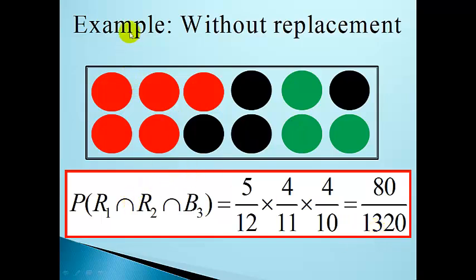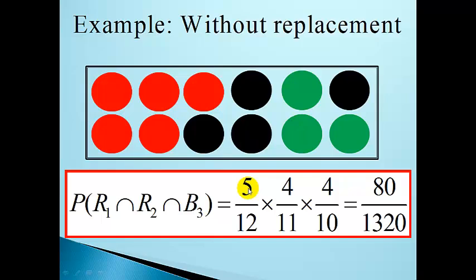Now let's consider this example without replacement. Probability of R1, R2, B3. Now this means that the first ball taken out is red. The second ball taken out is red. And the third ball taken out is black. And take note, this is without replacement. So when we take the first one, we don't put it back before the second one is taken. So probability of R1, the total number of red balls is 5. So it will be 5 over the total, that is 12. Times R2. That's the second ball we are taking is also red.